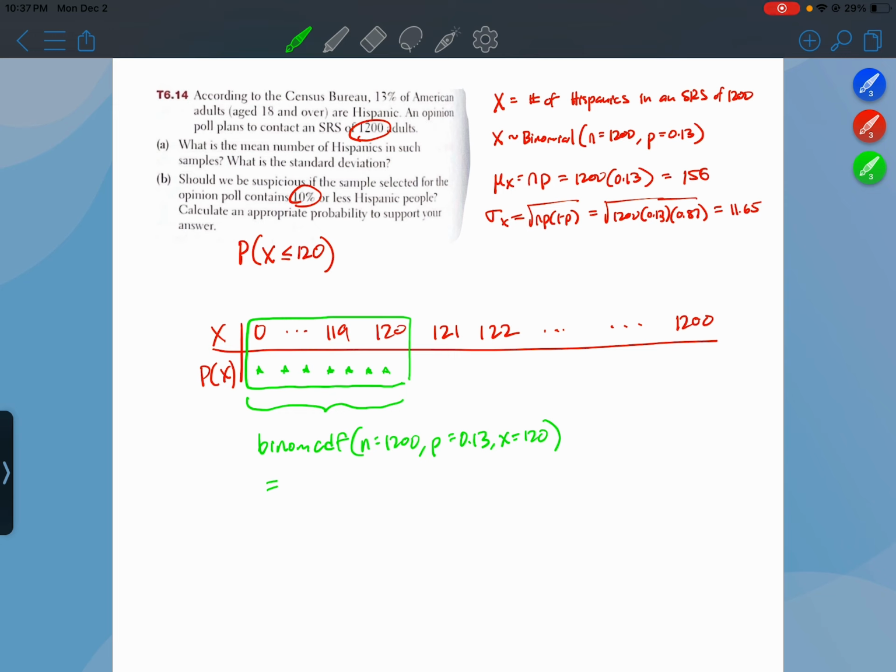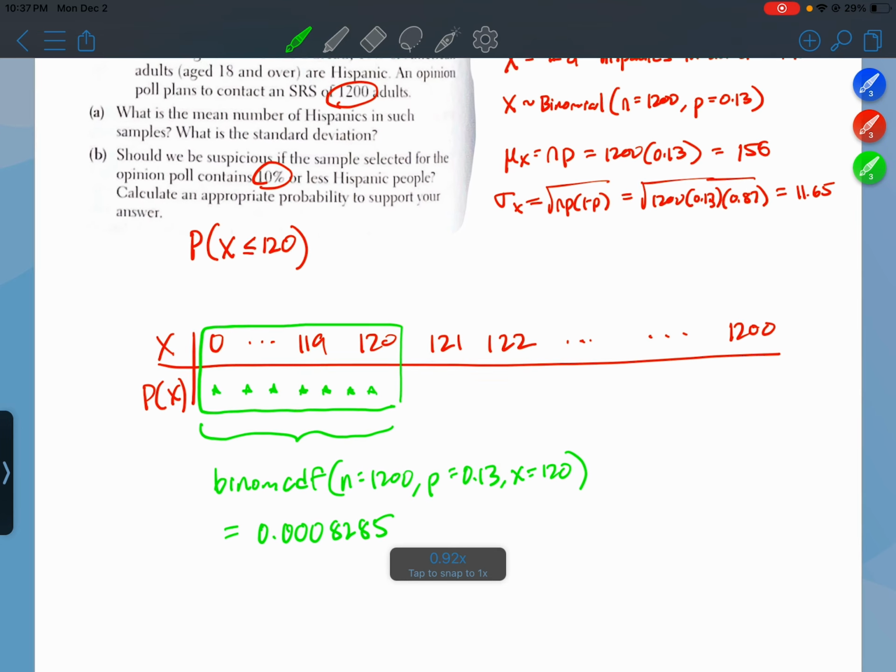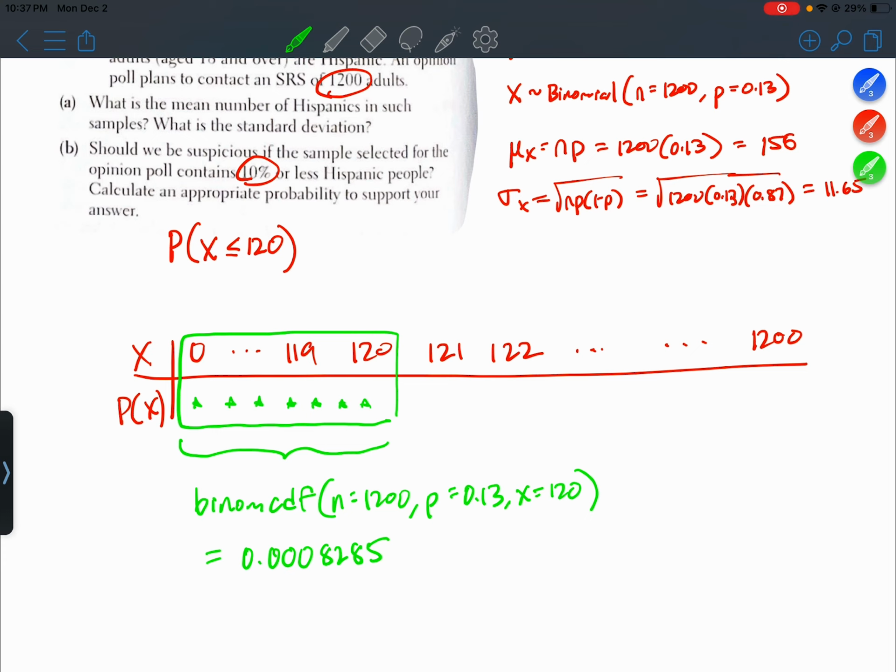The probability is pretty small. It's in scientific notation, but it's 0.0008285. So it's very, very unlikely that we would actually get a sample that contained 10% or less Hispanic people. If that were to occur, it's probably not happening by chance because it's so unlikely. It's probably happening for some other reason. So we should be suspicious about maybe the way the opinion poll was conducted.